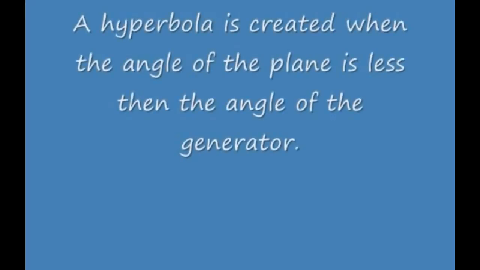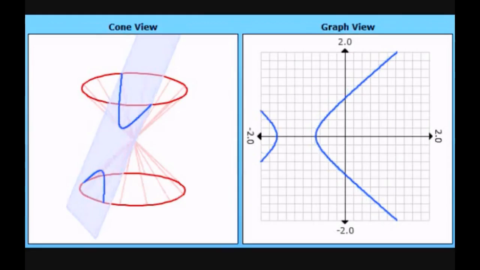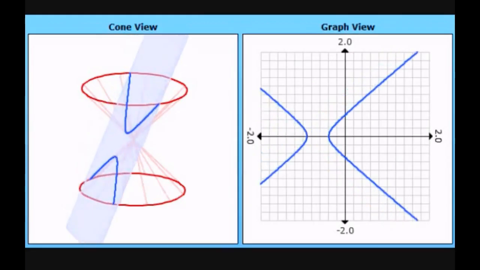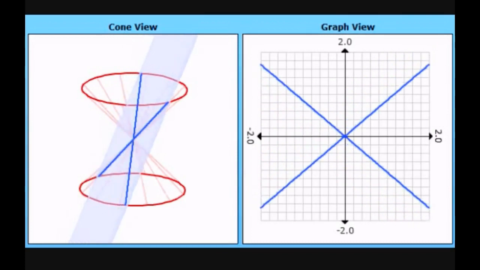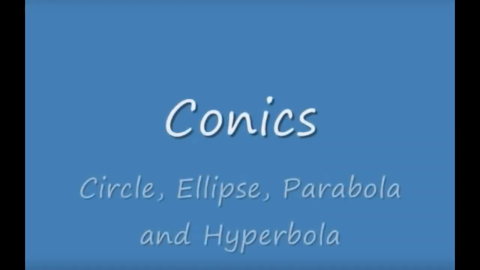And then hyperbola is created when the angle of the plane is less than the angle of the generator. And that's when you're going to get two. And that's why you need that double-napped cone, because there it actually does go through twice.